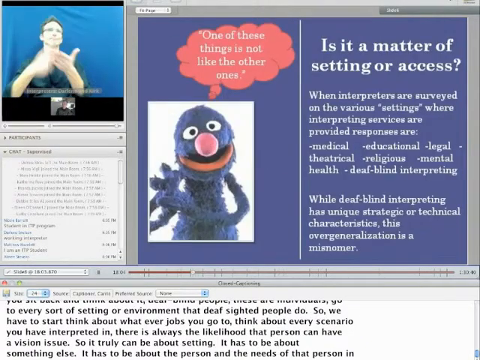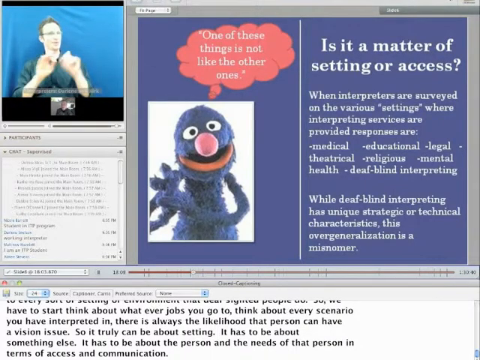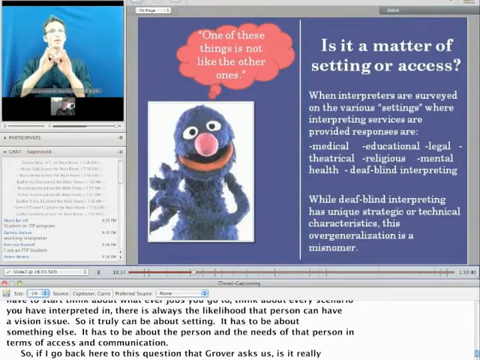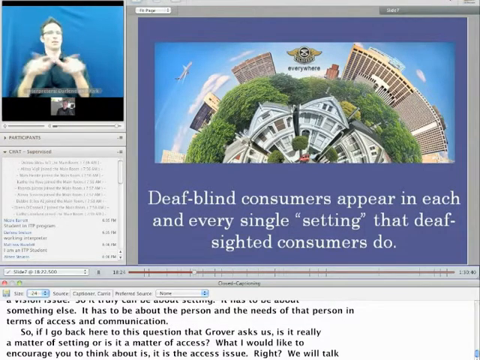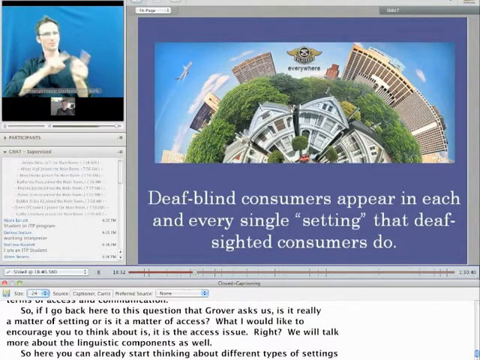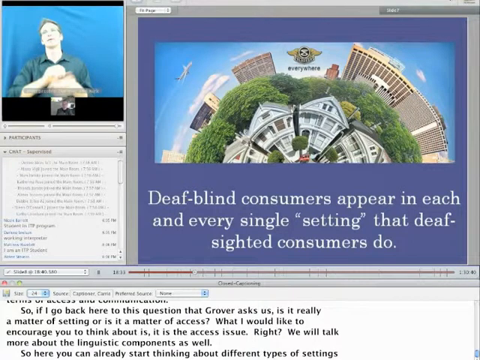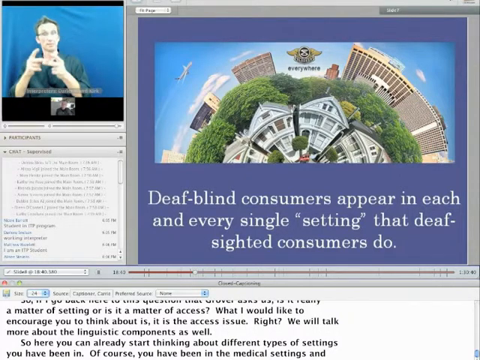So I go back to this question that Grover asks us: is it really a matter of setting, or is it a matter of access? What I would like to encourage you to think about is that it's the access issue, right? And we'll talk even more about the linguistic component as well. So here you can already start thinking about different types of settings you've been in. Of course you've been in medical settings and educational settings and what have you. And in any one of those scenarios, a person with different ranges of vision loss could have been present.